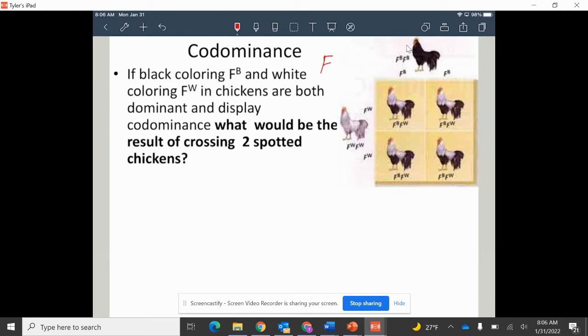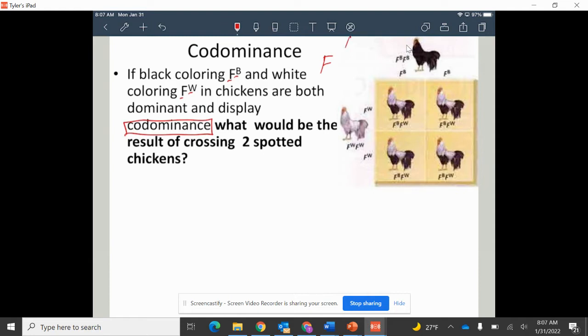So black feather color is FB and white feathers is FW, and both are dominant and display codominance. And this will be the trick when you take your quizzes or you do an assignment. You need to pay close attention. Is the trait codominant or incomplete dominant? That will change how you interpret your phenotypes. So be careful there. We're going to cross 2 spotted chickens.